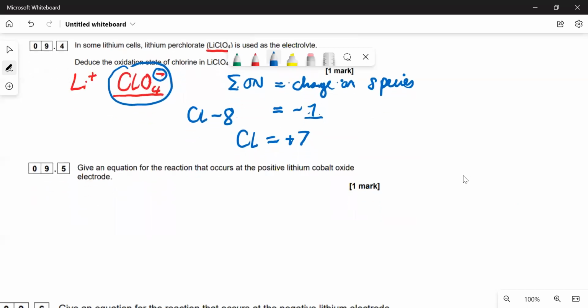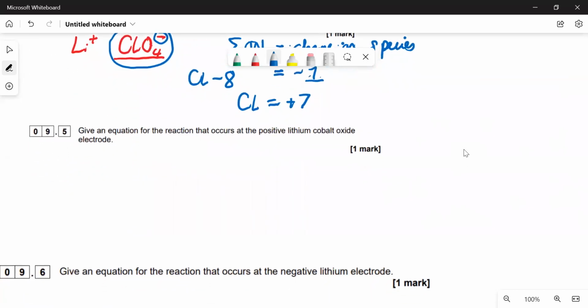Now this is a bit of a mean question, because 9.5 and 9.6 are the last two questions on the paper, and you need a bit of recall here. You need to remember it's actually about the cobalt oxide electrode, and they don't give you the equation there. The equation is you get CoO2, and that can be reduced by 1 electron to CoO2-.